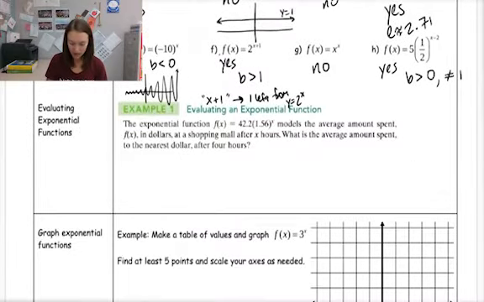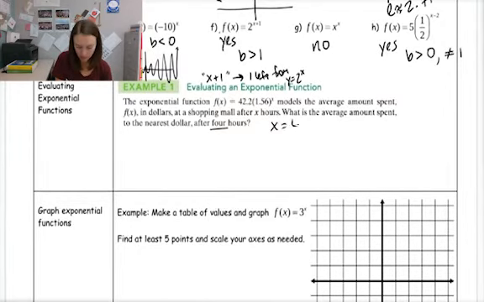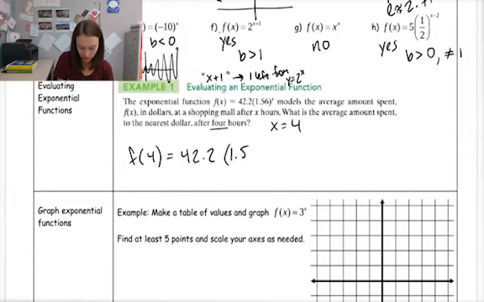All right, so example 1, we have an exponential function, f of x equals 42.2 times 1.56 to the x power. It models the average amount spent in dollars at a shopping mall after x hours. What is the average amount spent to the nearest dollar after 4 hours? So they want x to equal 4, and this is one of those problems where we plug it in. I do want to talk about order of operations really quick. If I plug it in, I want you to show that work. I know that you're going to be using your calculator, but I want to see what you put in your calculator on your papers.